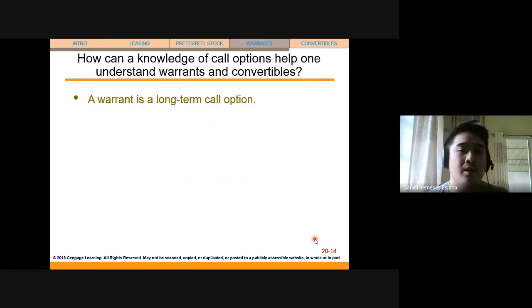Because a warrant is a long-term call option. So in the normal options contract, there is a limited time where you can buy the shares, okay? Otherwise, when that time arrives, let's say after 10 days, your right expires. In a warrant, it's long term, so it can take several years before you can exercise your warrants.